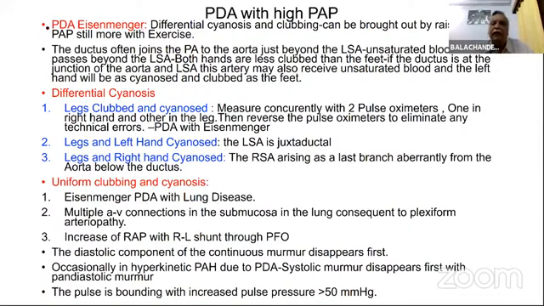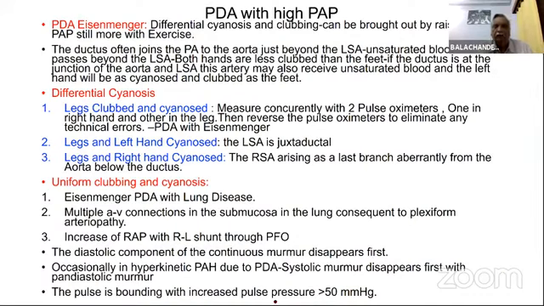And of course, if the legs and the left hand are cyanosed, the left subclavian artery is juxtaductal. And if the right hand is also cyanosed, the right subclavian artery is arising as a last branch aberrantly below the ductus. Now, sometimes the patient can have uniform clubbing and cyanosis, and they will ask what are the causes of uniform clubbing and cyanosis in PDA Eisenmenger.